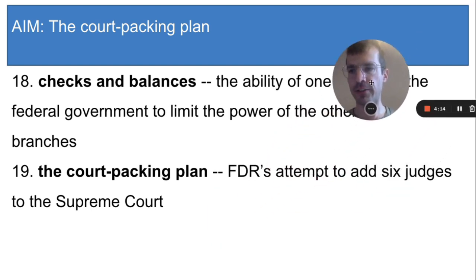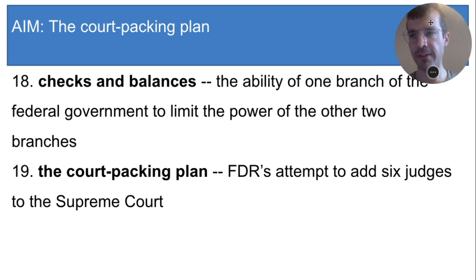FDR asked Congress to pass a new law that would allow him to increase the size of the Supreme Court from 9 judges to 15 judges. And that way, he wouldn't have to wait for the judges to die or retire before he could appoint new ones. As soon as the law was passed, he would be able to add 6 new judges quickly. FDR hoped that by adding liberal judges, he would change the balance of the Supreme Court so that the conservatives would no longer have a majority, and as a result, they would no longer be able to declare the New Deal laws unconstitutional.